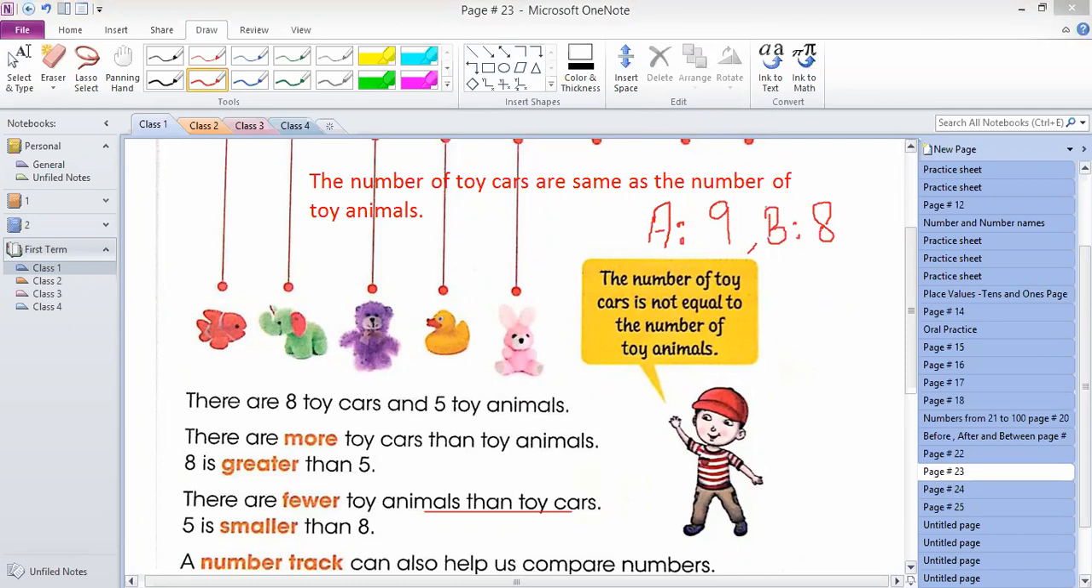Very good. You will say, sir, B, because 8 is smaller than 9. That's why B got fewer marks than A. Clear, guys? Yes, sir.